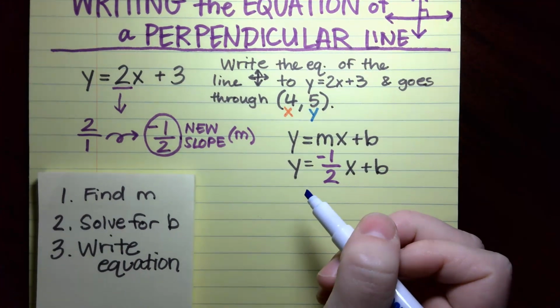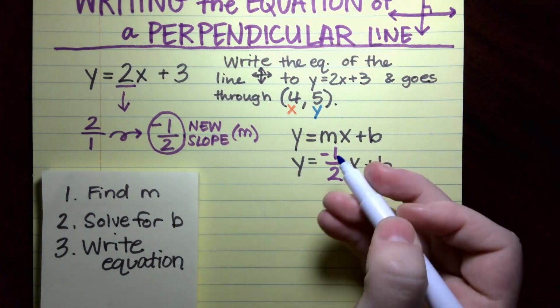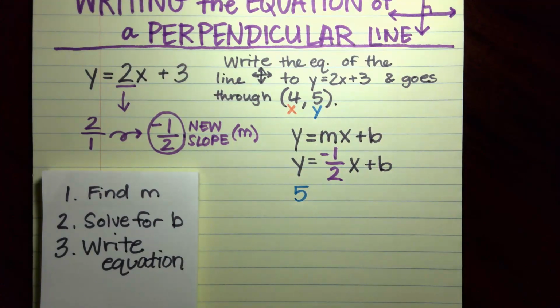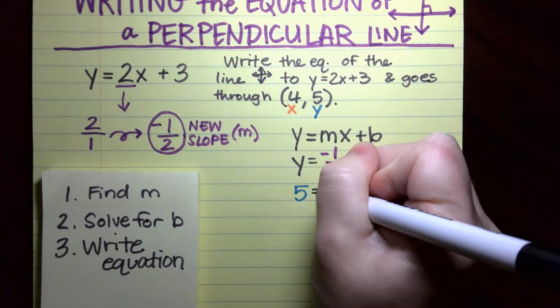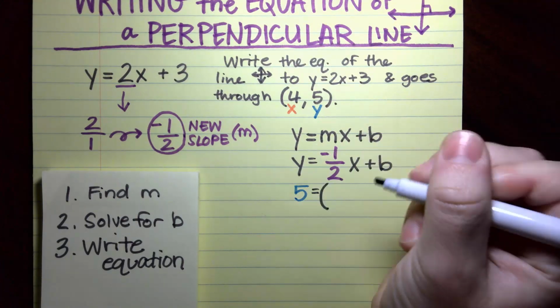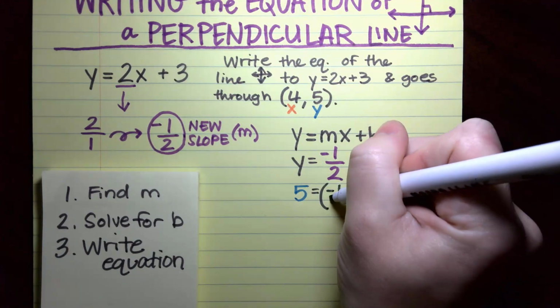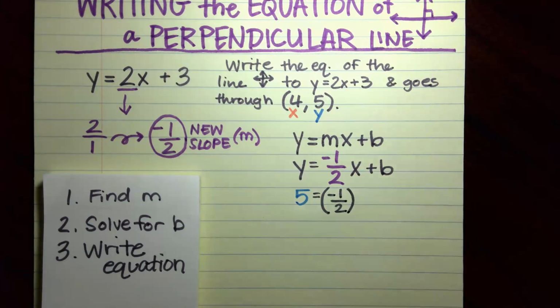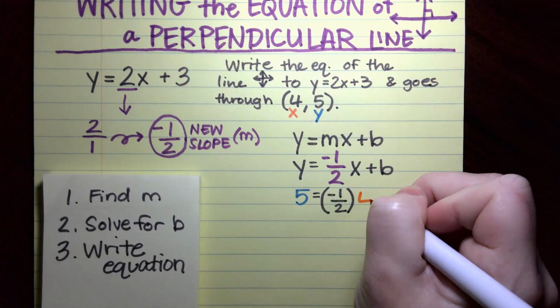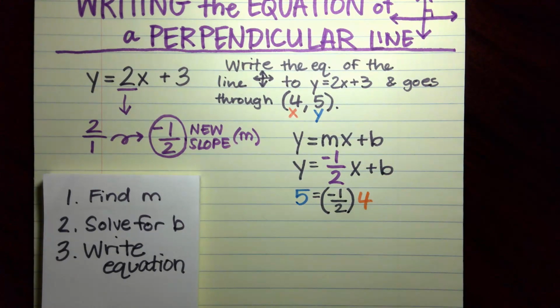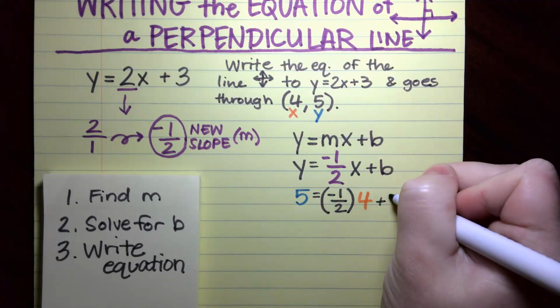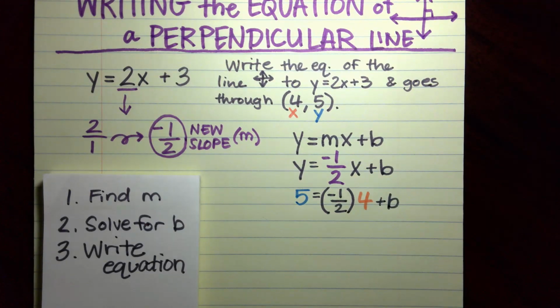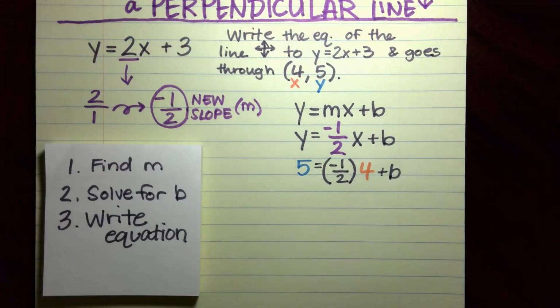So we're going to rewrite it again, but instead of writing y, I'll write 5 equals, and I'm going to put my slope in parentheses so I don't accidentally lose my sign, negative 1/2 times x. What's my x value? 4, plus b. All right. We have everything plugged in except for b. So now we just need to solve for b. How are we going to do that?